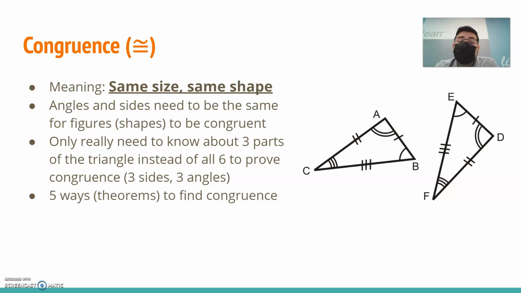You only need to know 3 parts of the triangle instead of all 6. So you don't need to know every single side and every single angle. The reason is because there are 5 ways or theorems to find congruence. So we're going to dive into what these are and exactly what theorems you'll need to know.